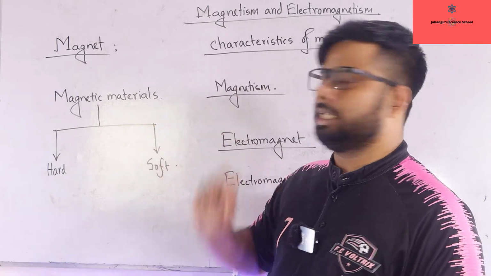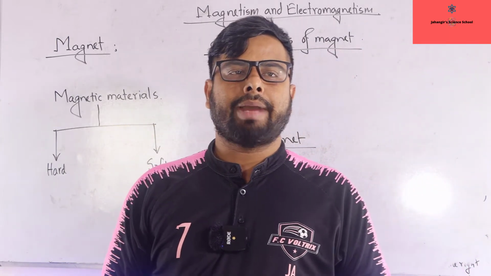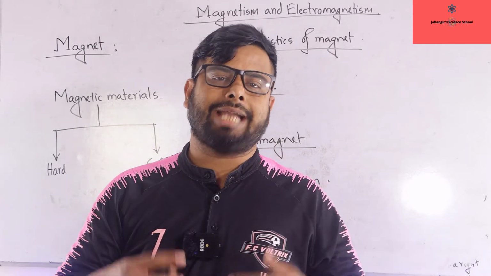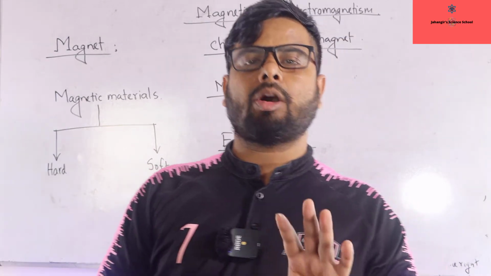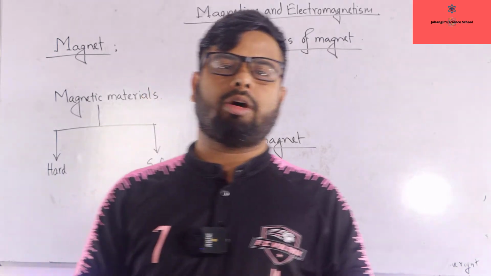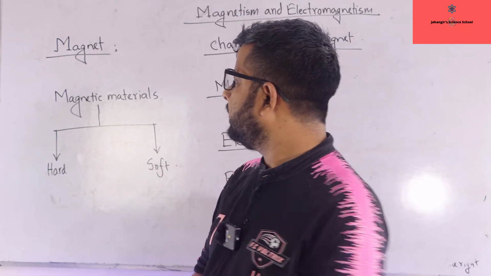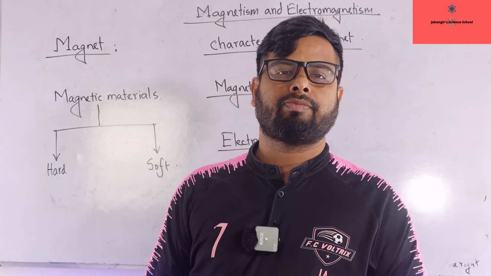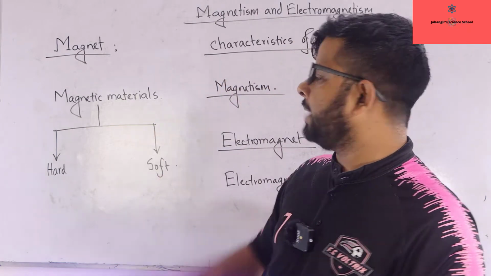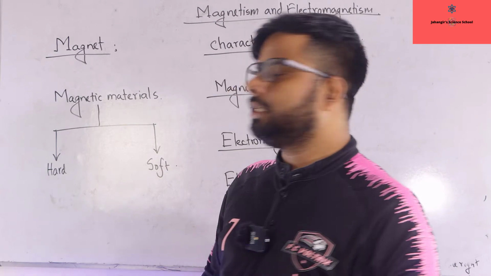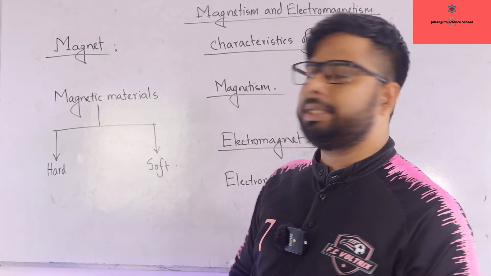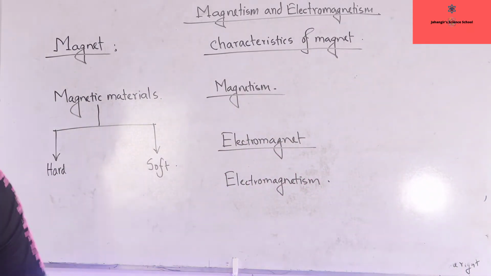Now magnetic materials. The materials which are attracted by magnet and can be converted into magnet by the help of other permanent magnet or electricity or electric current, flow of electric current, is known as magnetic materials. Iron, nickel, cobalt are the examples of magnetic materials. Types of magnetic materials. There are two types of magnetic materials. One is hard, another is soft. That means hard magnetic material and soft magnetic material.